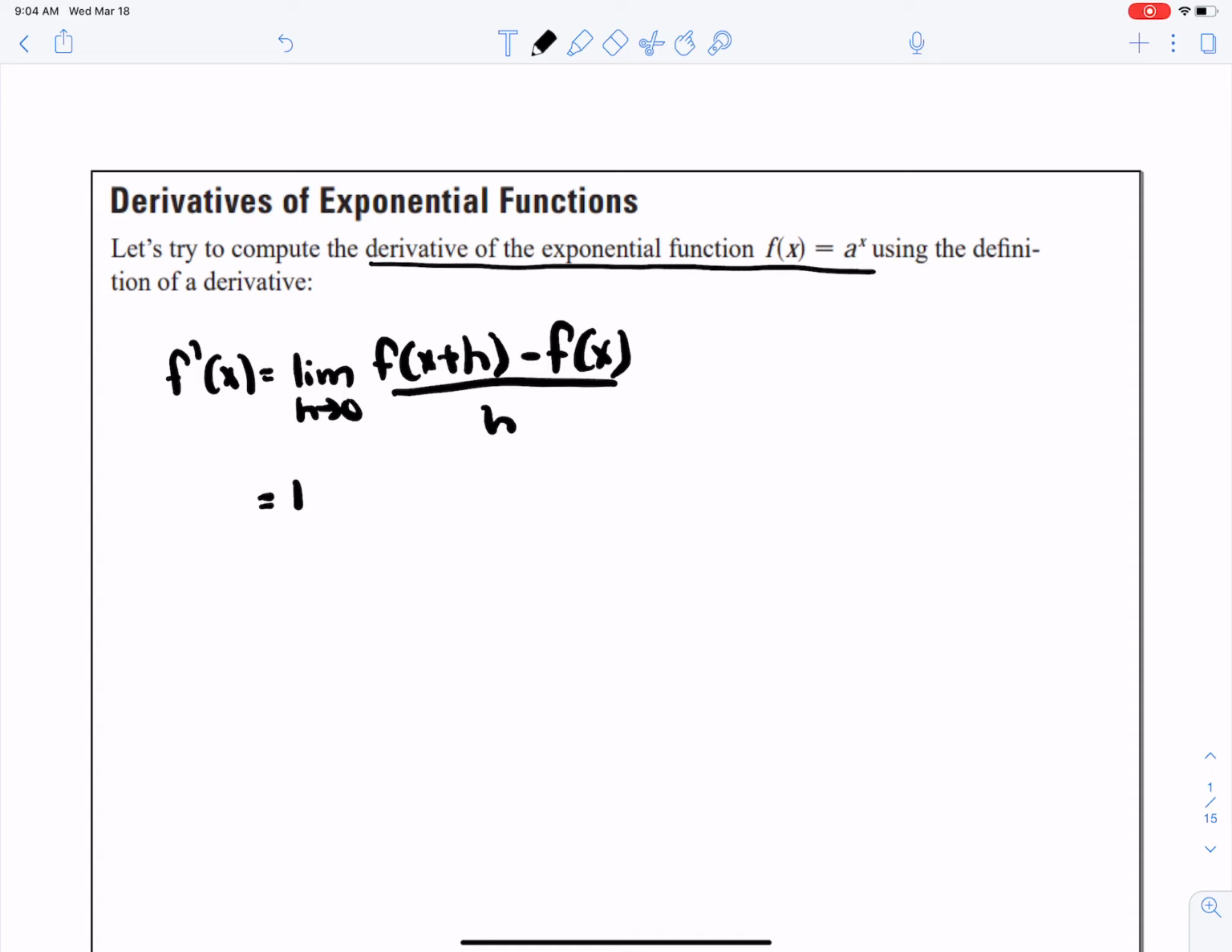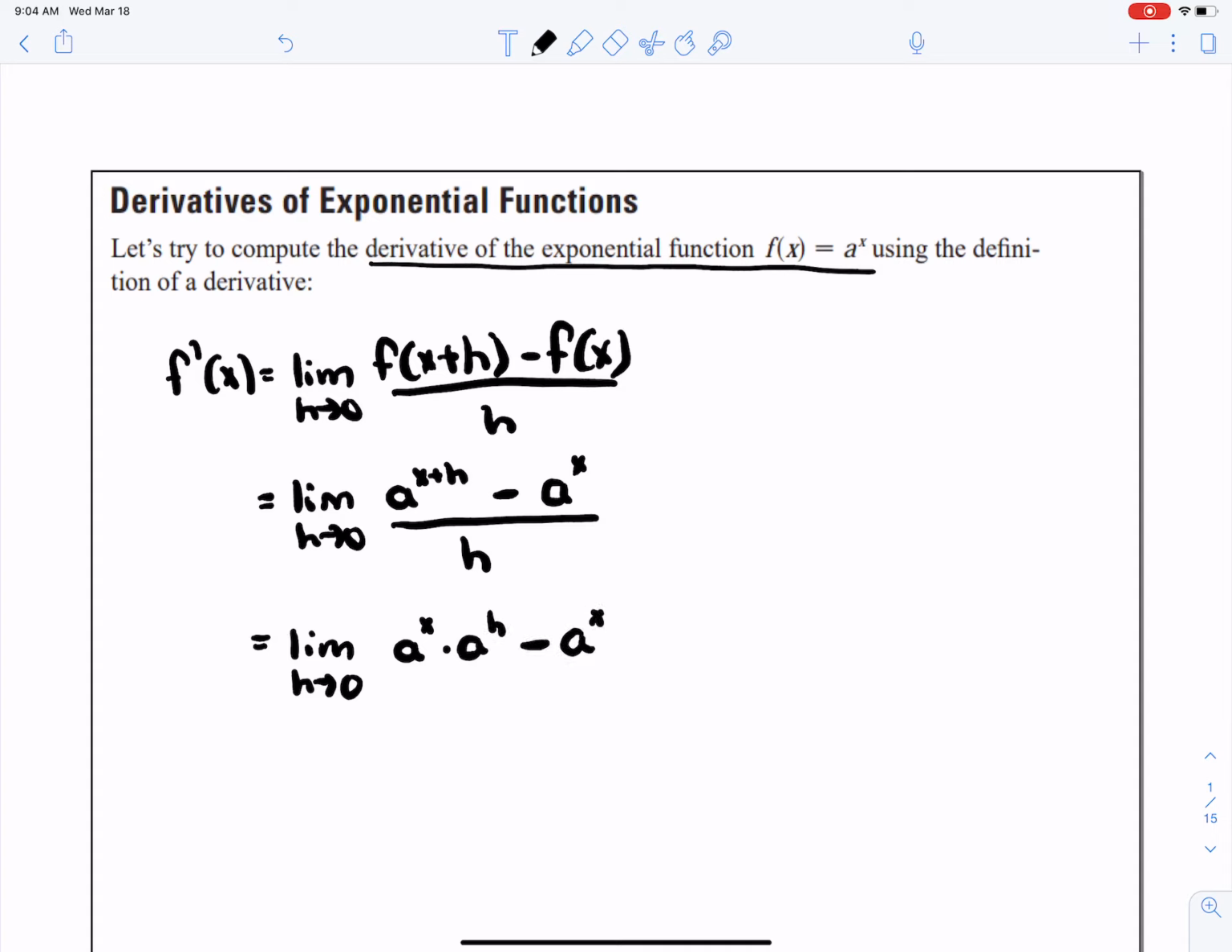We sub in our function: the limit as h tends to 0 of a to the x plus h minus a to the x, all over h. Now, based on our exponential rules, we can break up a to the power of x plus h. We get a to the x times a to the h minus a to the x, all over h. And we're going to factor this a to the x term out. So when I factor it out, I get a to the x times a to the h minus 1 all over h.